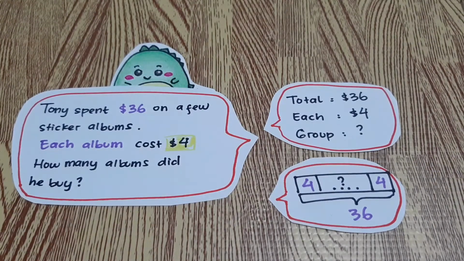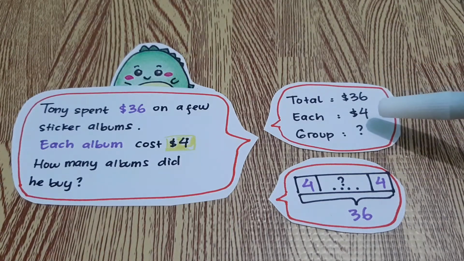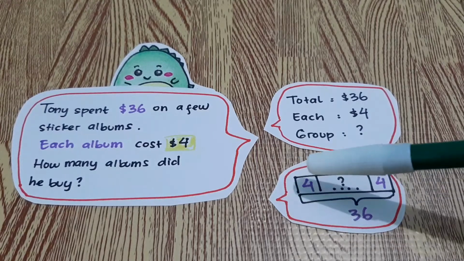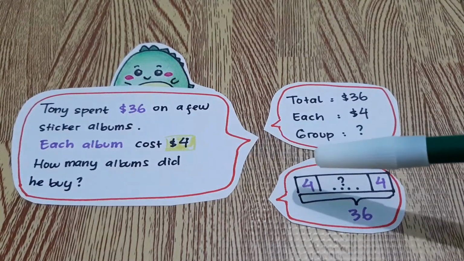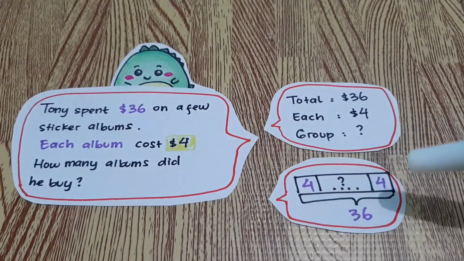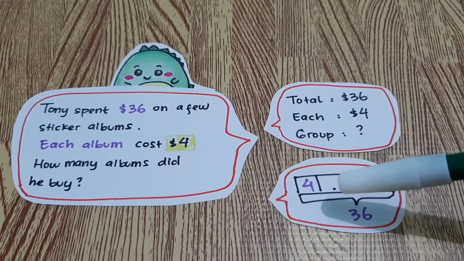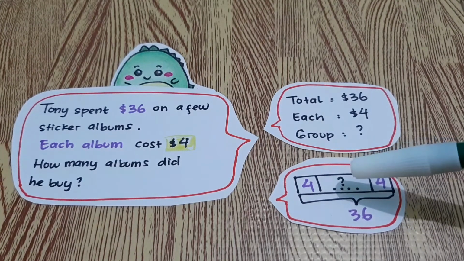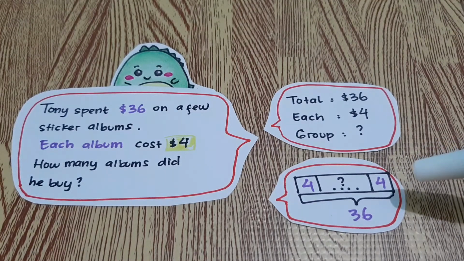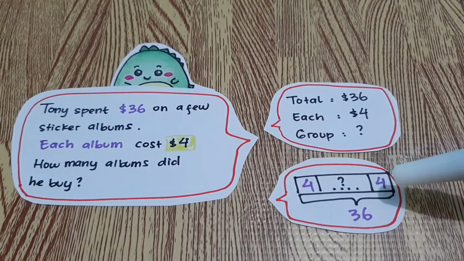Okay, again, we know the total, we don't know the group, but we do know each of it. So in the model, we know that each group is 4. Each album costs $4, so each group is 4. But we don't know how many groups. So I write 1, 2, 3, 4 dots here, or you can make 3 dots, up to you, and I make a question mark. It means we don't know how many groups there are. And don't forget to put the total at the bottom. So it's like this, 36 at the bottom, and each group is 4.